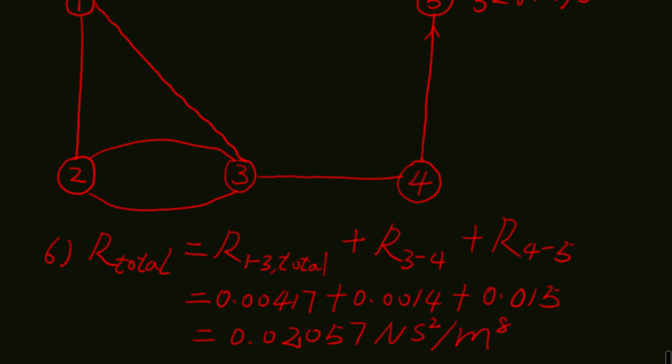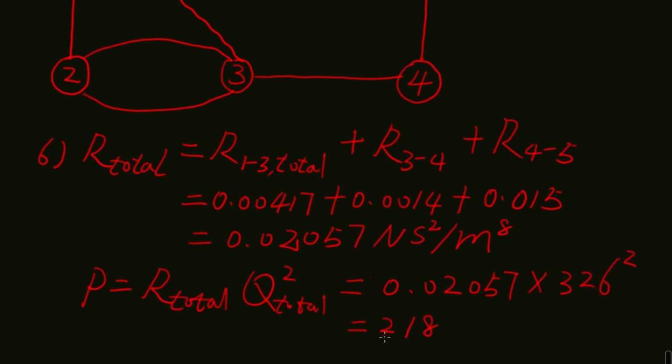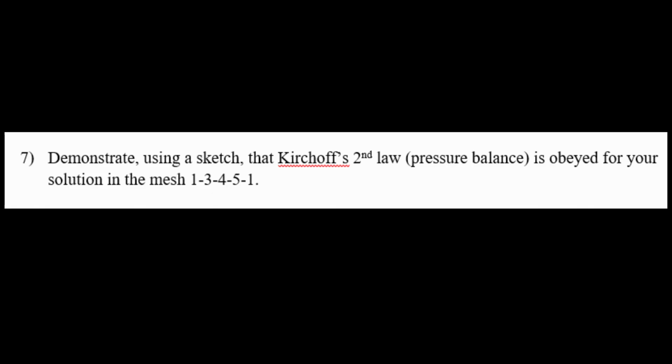Using the very important square law, P equals R Q squared, the surface fan operating static pressure is P equals R total times Q squared, which equals 0.02057 times 326 squared, which equals 2186.1 Pascal.